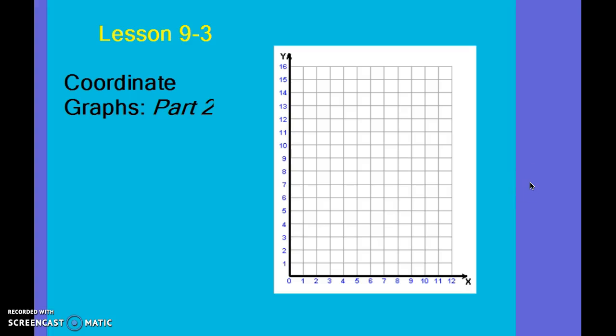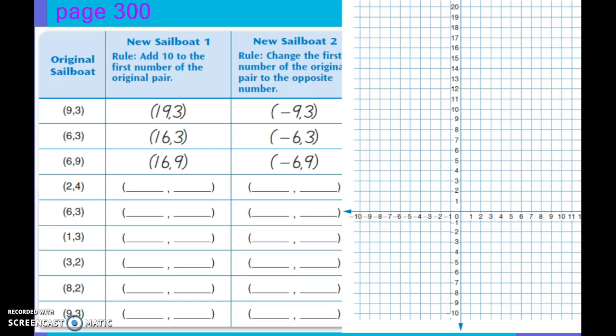Lesson 9.3 is Coordinate Graphs Part 2. We're going to go to page 300 in your math journal, and we're going to be graphing some sailboats today using our ordered pairs. We're also going to look at what a reflection is today, and we'll be changing our numbers a little bit and graphing in some different places.